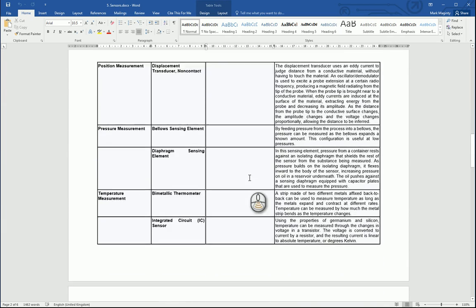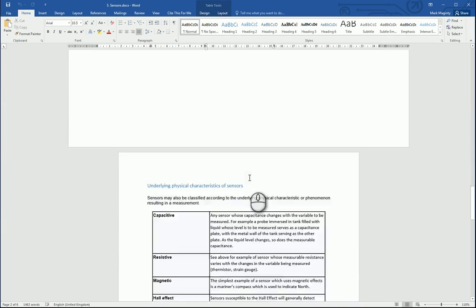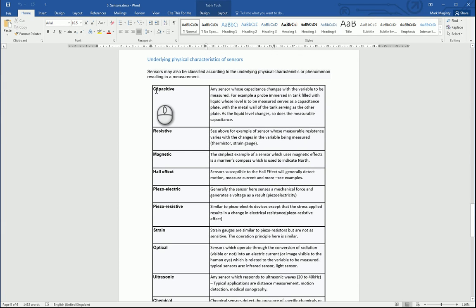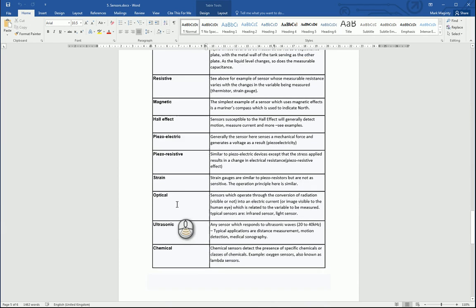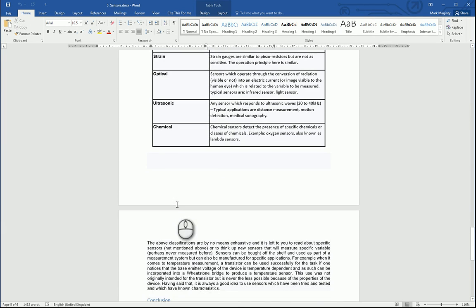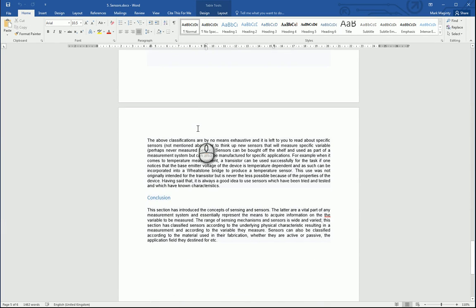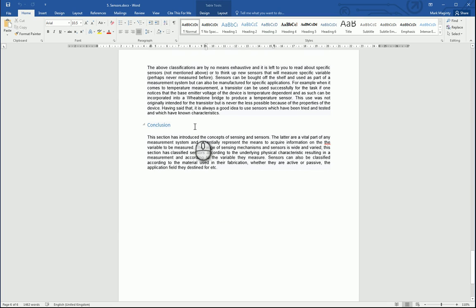It'd be worthwhile making sure you know at least 1 or 2 per area. Know the different types of things that can be measured: capacitive, resistive, magnetic, piezoelectric, strain, optical, and so on. Just be able to rhyme off a couple of those in case you're asked for different types of measurement systems, for instance. And a very quick conclusion there as well.